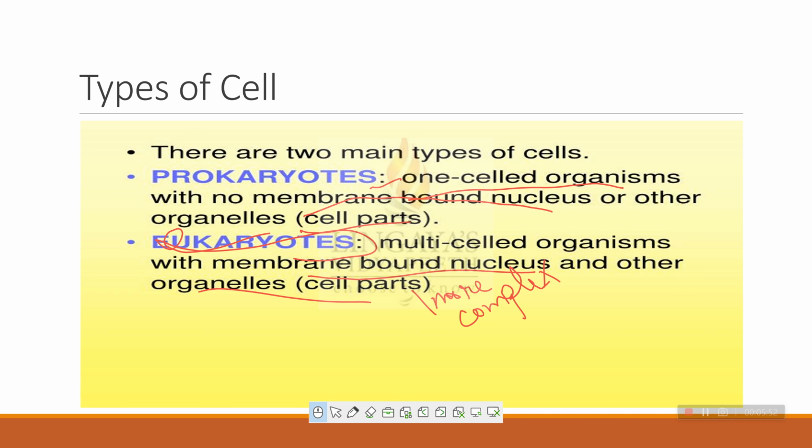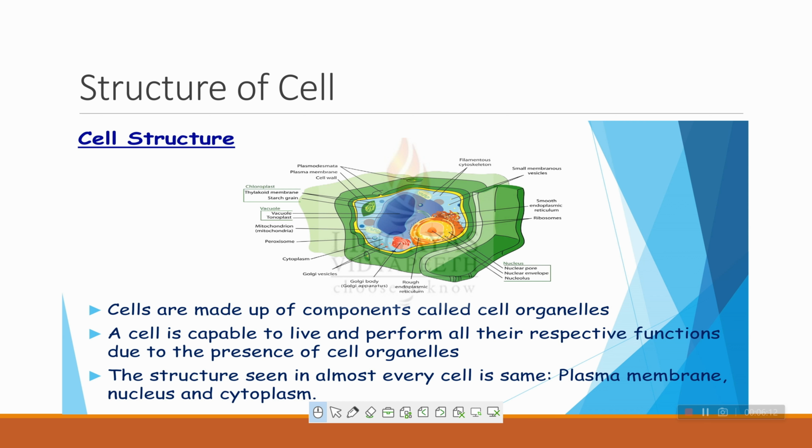Now talking about the structure of cells, that is, how a cell is formed. Cell, as I told you, is a membrane bound structure containing cytoplasm and cytoplasmic structure. You can see here that it is a membrane bound structure made of cytoplasm and the cytoplasmic structures. All the cytoplasmic structures are shown in this picture. It is made up of components called cell organelles.